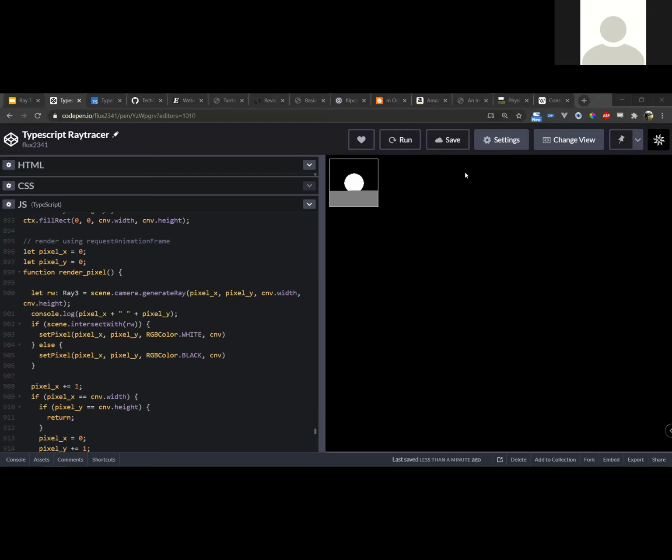So after all that time, that thing is still rendering. Wow. It's pretty slow. Well, I think the JavaScript stops when you leave the tab. Yeah, I think requestAnimationFrame depends on whether or not the tab is open.